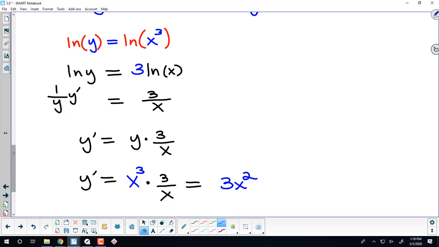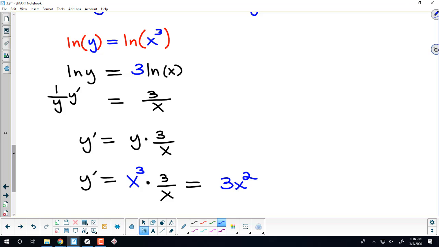So does anyone have any questions on that? Of the log of both sides? Simplify with properties of logarithms, take the derivative, solve for y prime, and then you resubstitute y. Okay.